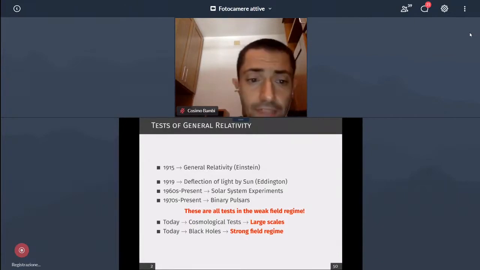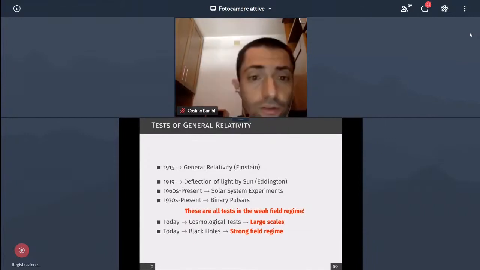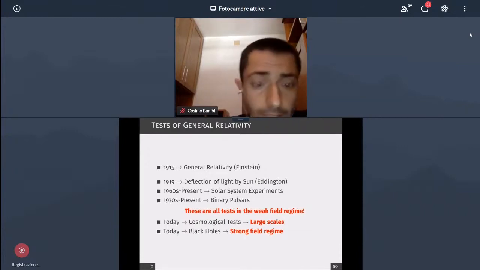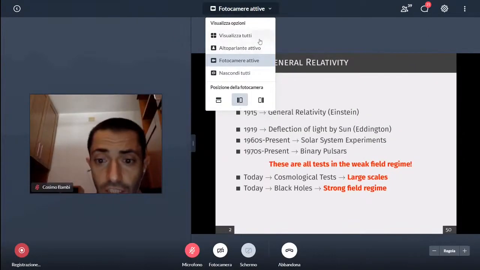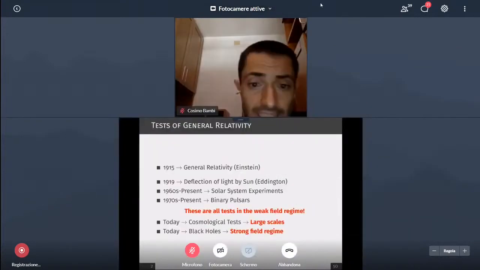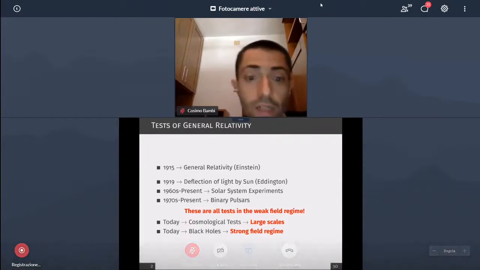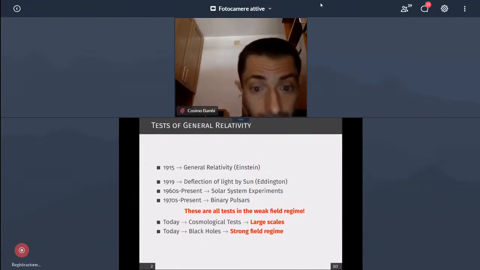Recently, the interest has shifted to other environments. People still continue testing general relativity in the weak field regime, but there are also other regimes. In particular, in the past 20 years, there have been a lot of efforts to test general relativity on large scales with cosmological tests, in part, but not only, motivated by the problem of dark matter and dark energy. And even more recently, there are efforts to test general relativity in the strong field regime with black holes and neutron stars. Here I am interested in tests with black holes.